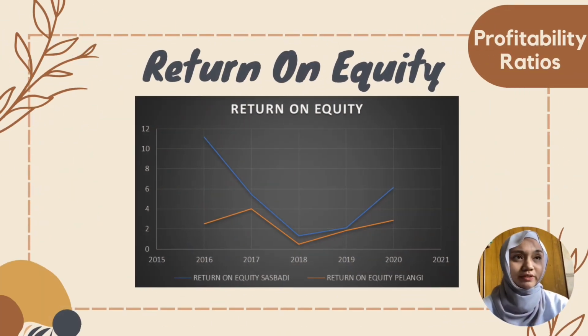As you can see from the graph, SASBADI return on equity has always been better than Pelangi's for all 5 years. For this reason, SASBADI has been better at making money off its stock than Pelangi. For all 5 years, SASBADI return on equity has been higher than the industry average of 10%. This makes it sound like SASBADI is a well-run business that has a lot of competition in the printing business.